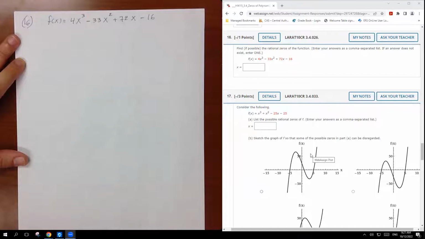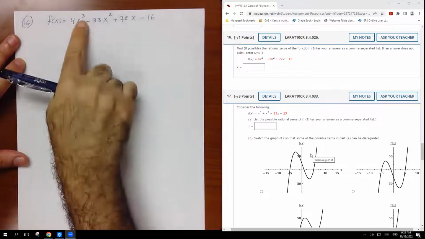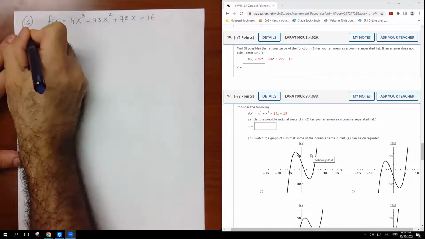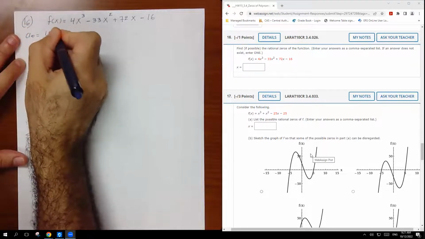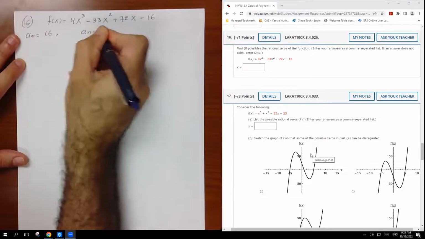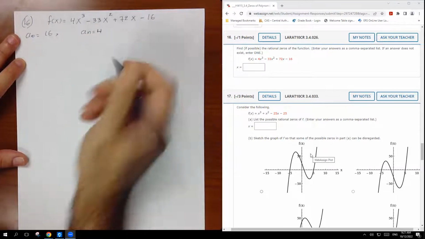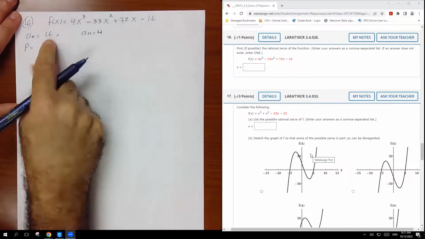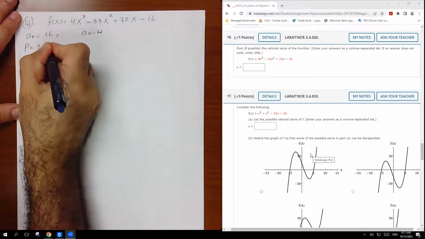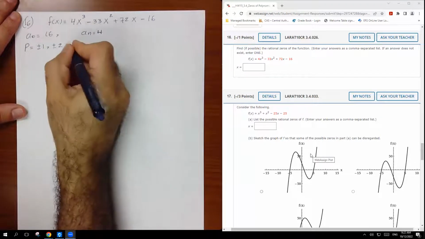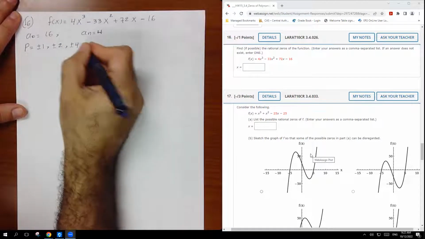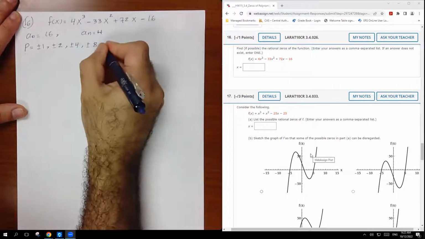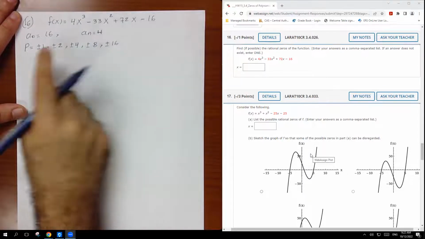If you look at example 16, the polynomial function, there is no missing term: cubed, squared, and 1, 0. Let's say a naught equals 16 and a n equals 4. Now, next step, P is going to be equal to the factors of 16, which is plus or minus 1, plus or minus 2, plus or minus 4, and plus or minus 8, because 2 times 8 is 16, and plus or minus 16, because 1 times 16 is 16.